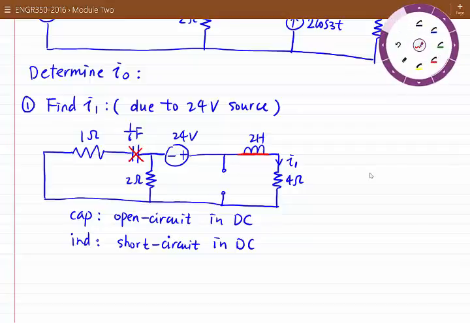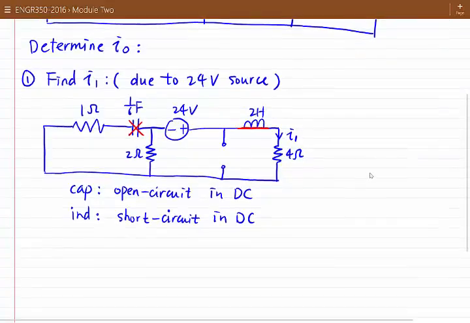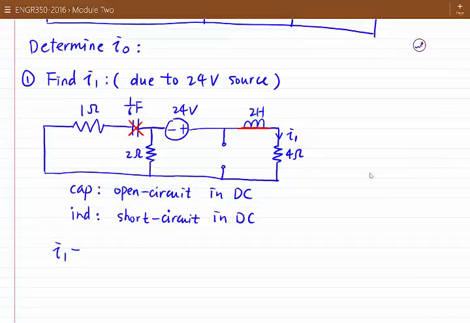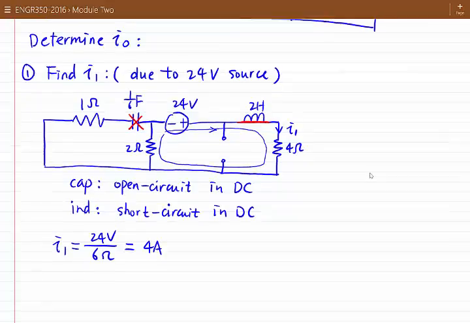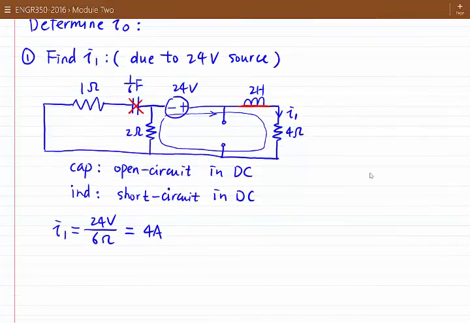So now in this condition, what is I1? This is easy. I1 is equal to, so here we have 24 volt applied in this loop, and it generates a current. So the current will be 24 volt divided by 6 ohm. It gives us 4 amp. Okay, so we finished step 1.